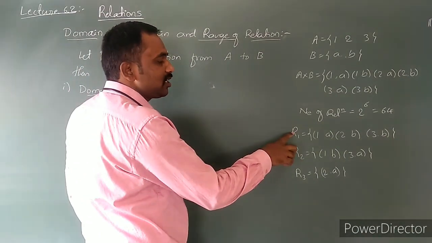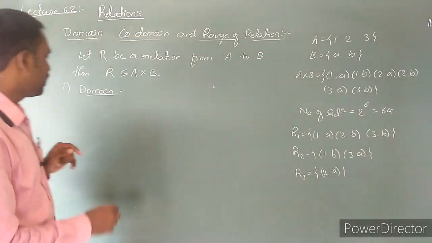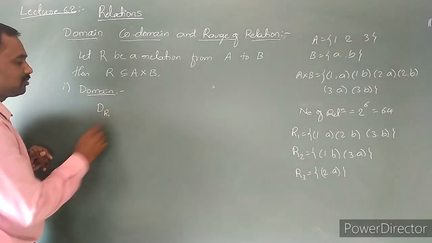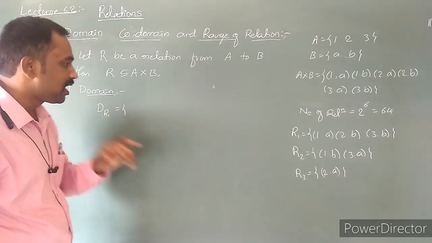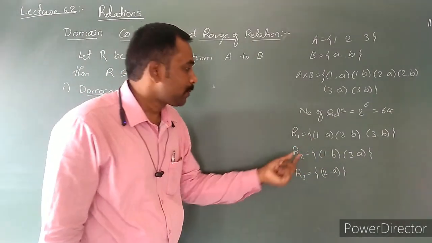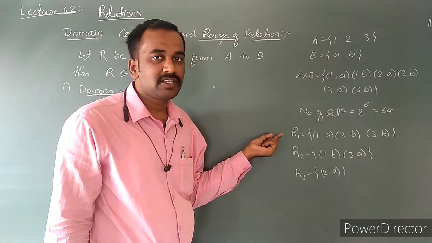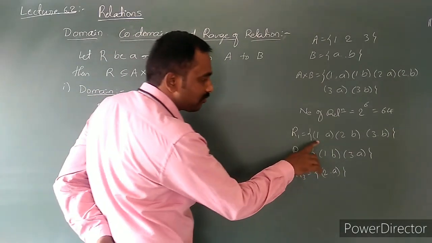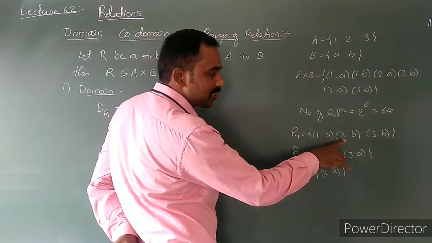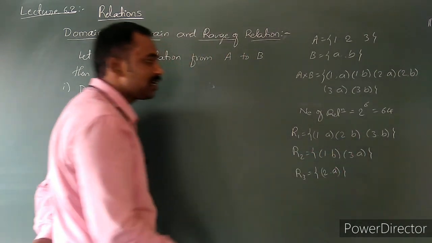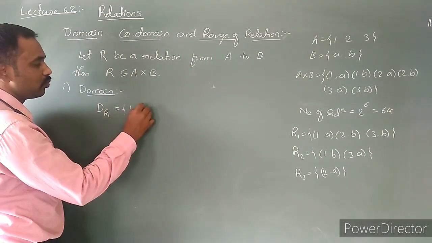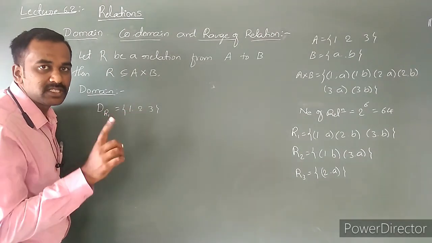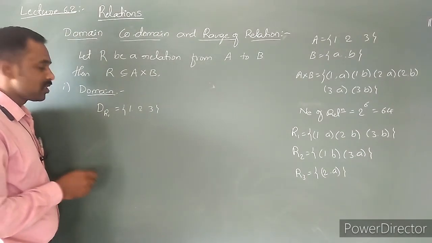What is the domain of the relation R1? Domain is denoted in this manner: D suffix R1, the domain of the relation R1. It means the first element of the ordered pair. How many ordered pairs are there in the R1 relation? There are 3 ordered pairs. Out of the 3 ordered pairs, what is the first element? 1, then 2, then 3. So the domain of the relation R1 is 1, 2, 3.